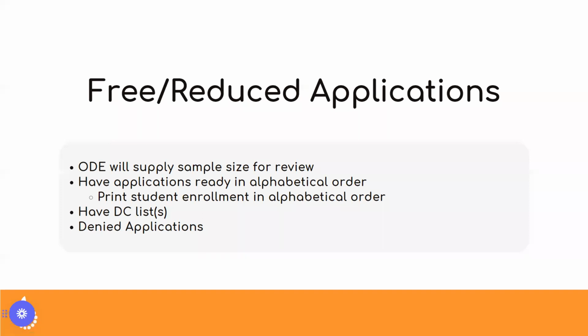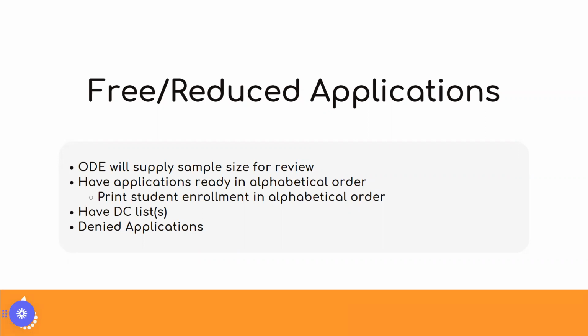Now would be the time, if you're up for review, to put these things together. So what are they looking for? They're going to provide you a sample size, so how many of the free and reduced applications they're going to look at. Unless you have a very small school, they're not going to look at 100% of the free and reduced applications.